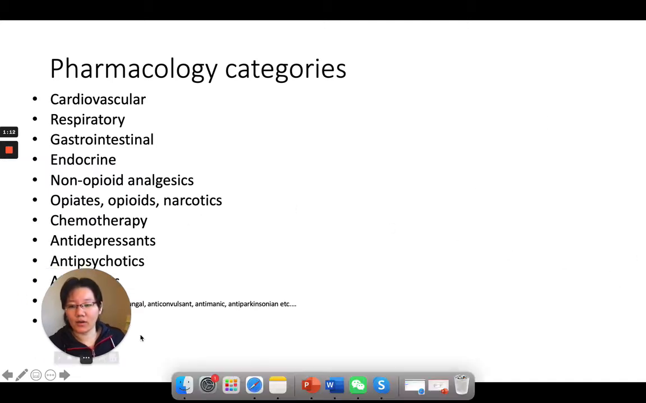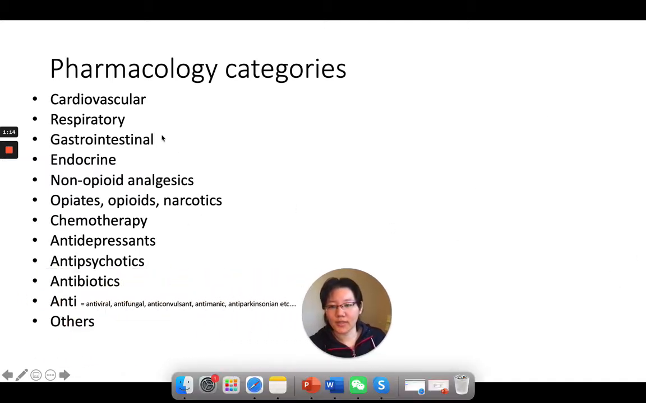Pharmacology, I have categories according to different topics. Here is the human body system and here is the drug classes. And I will show you an example of each of it.